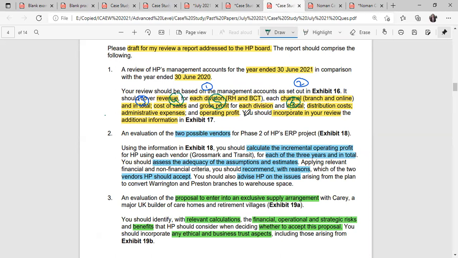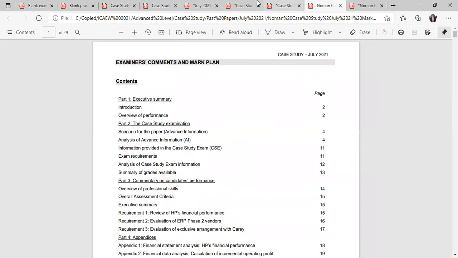We have a last point. You should incorporate in your review the additional information in Exhibit 17. That is my additional requirement. You can say a seventh one, some brief one, and an eighth one, and a ninth one, and a 10th one. So these are small points. We should focus on Exhibit 17. Just have an overview of Exhibit 17.